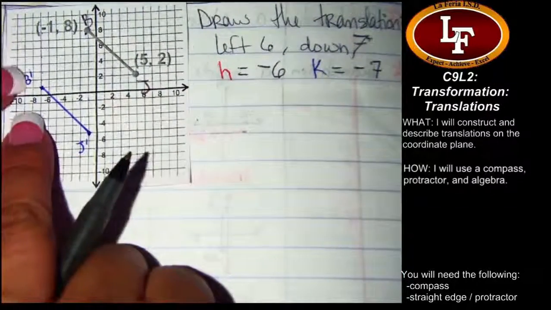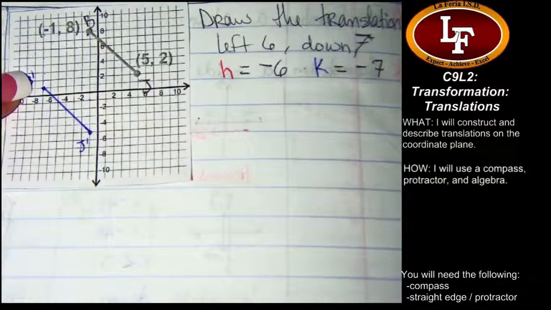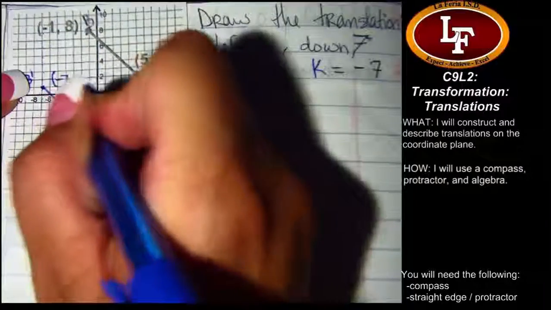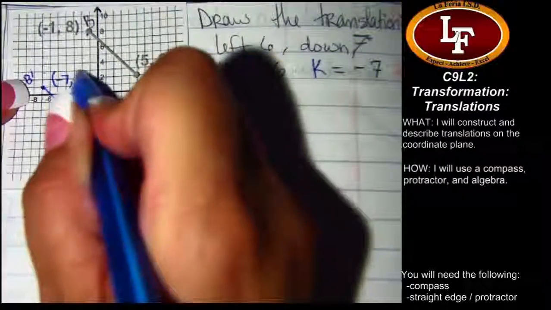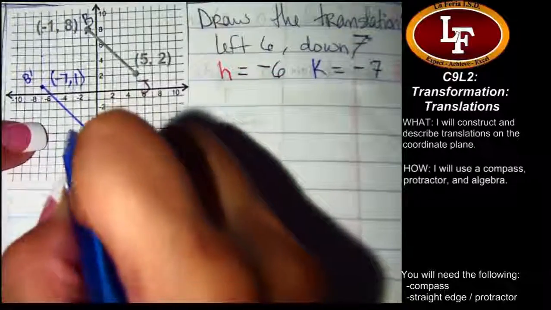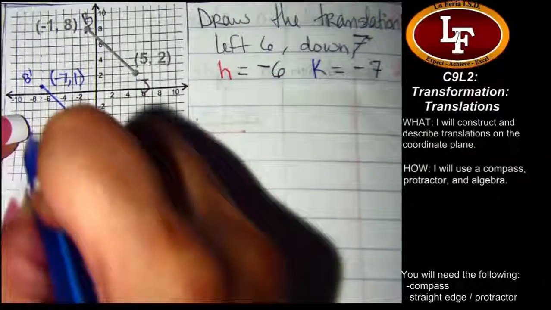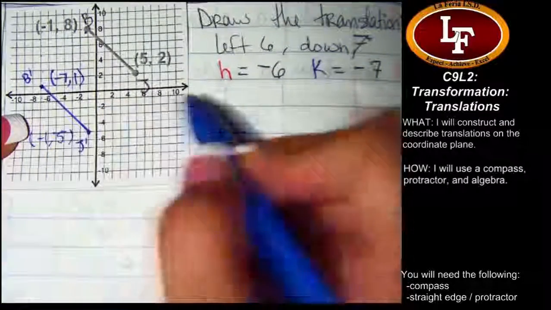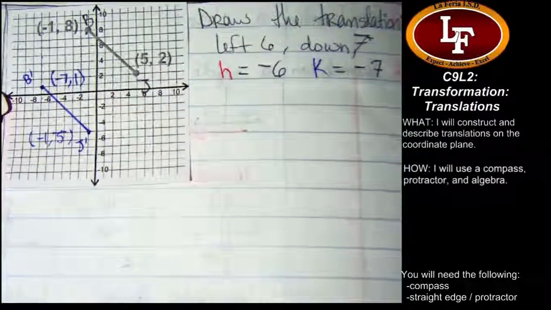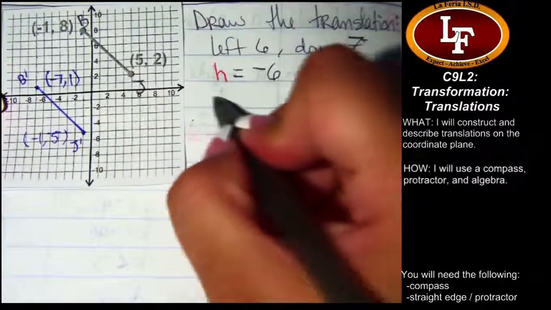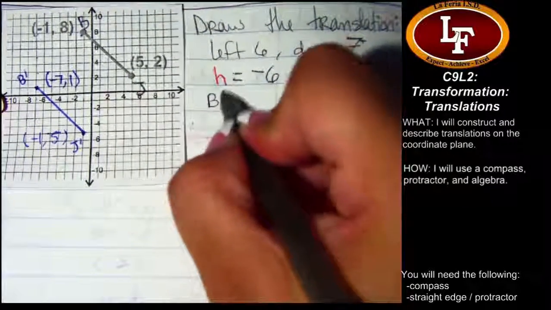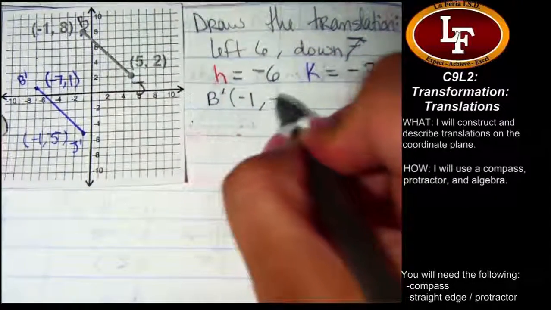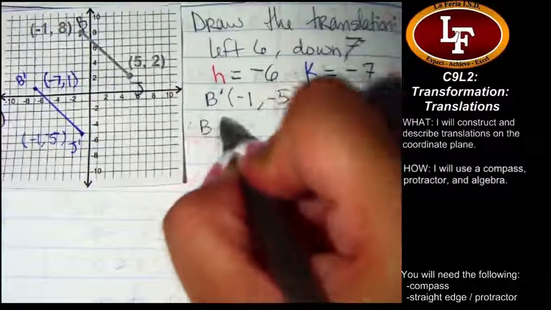What are the coordinates of B prime? -7, 1. And J prime, what are my coordinates? -1, -5. You're right. So there's our coordinates. I'm going to look at just the translation of B. Here are the coordinates of B prime. And here are the coordinates of B.